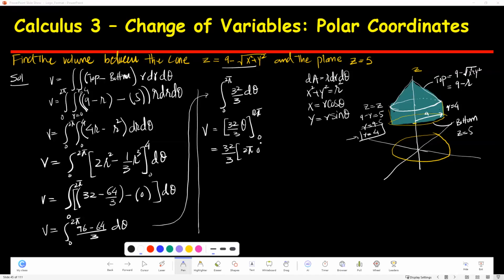2 pi minus 0. So if I solve this, it's going to be 32 times 2, so 64 pi over 3. And that is my volume between the cone and z equals 5. Okay.